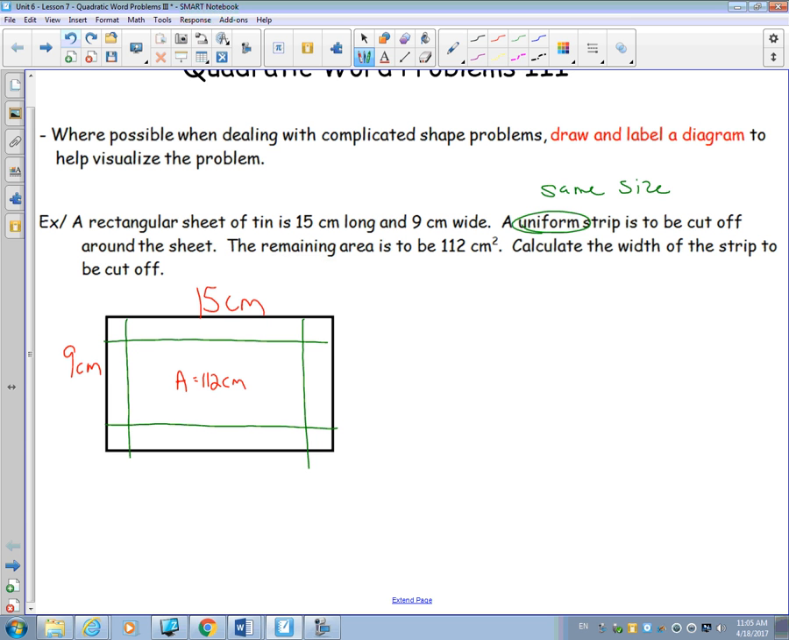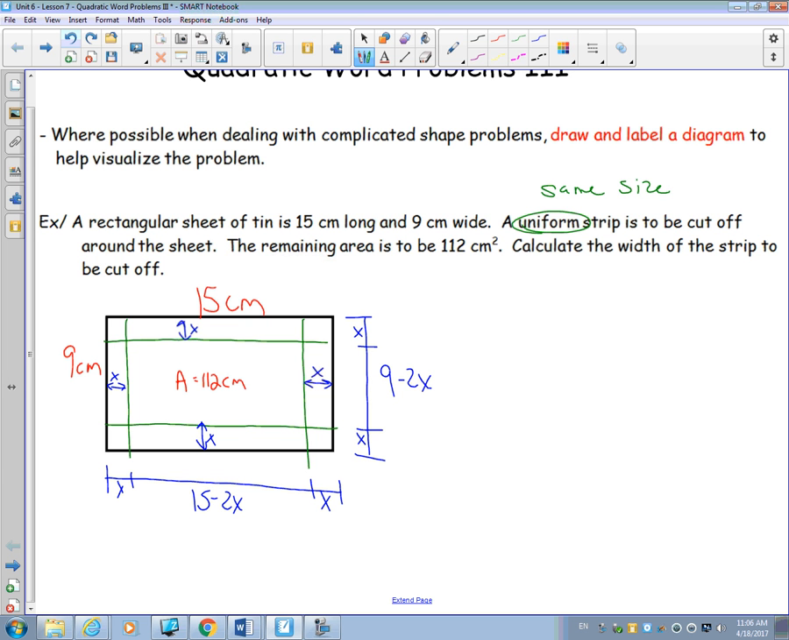We want to calculate the width of the strip to be cut off. We don't know what that width is, but we know it's the same. So I'm going to call this width, the distance from here to here, x, which would make this x, and because it's uniform, make this x, and make this x. So what I used to have was a rectangle that was 15 centimeters long, right? This was 15. But I've cut off x from this piece and x from this piece. So now I have one that's 15 minus 2x. It used to be 9 centimeters wide, but again, we cut off this piece here that was x, this piece here that was x. So now we have 9 minus 2x.